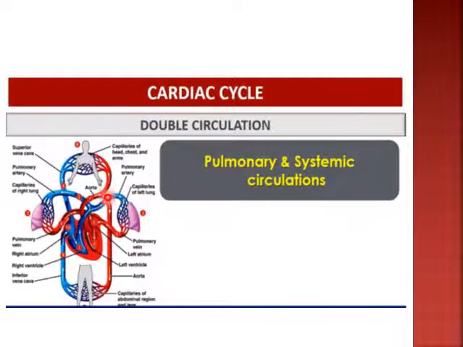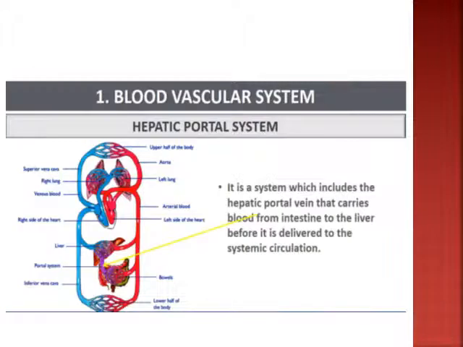So this is pulmonary and the systemic circulation, that is towards the separated oxygenated and deoxygenated circulation. So this is the deoxygenated side and this is the oxygenated side. So we have the hepatic portal system. It is the system which includes the hepatic portal vein, that carries the blood from the intestine to the liver before it is delivered to the systemic circulation.